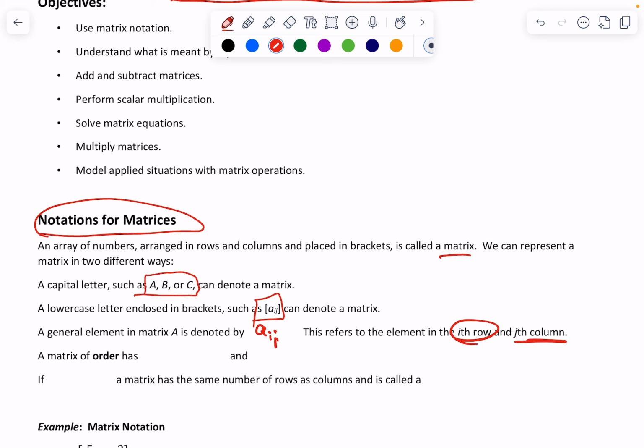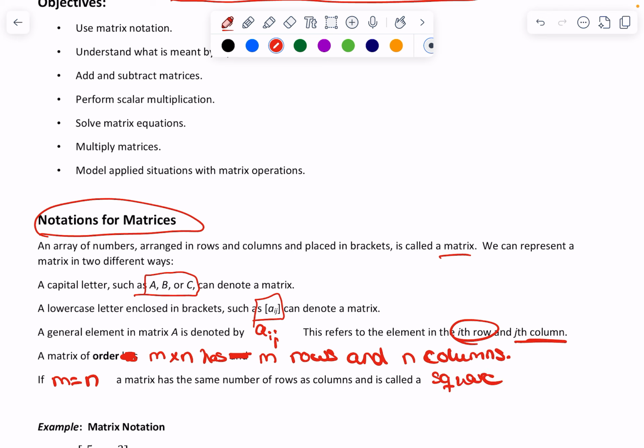So a matrix of order M by N has M rows and N columns. If M equals N, a matrix has the same number of rows as columns and is called a square matrix.